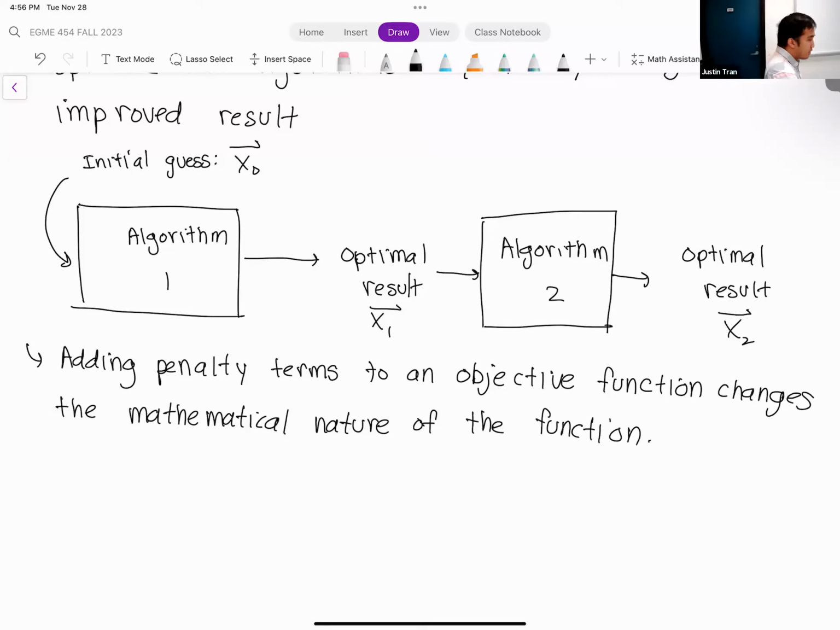And so it's going to shift the landscape of the objective surface. So now your valleys are going to be in different places, which it should be, right? It should be different to reflect the constraints, and your peaks are going to be in different places. But whenever you're making these big mathematical changes, sometimes it might have adverse effects, and so sometimes it may not work in the way that you want.